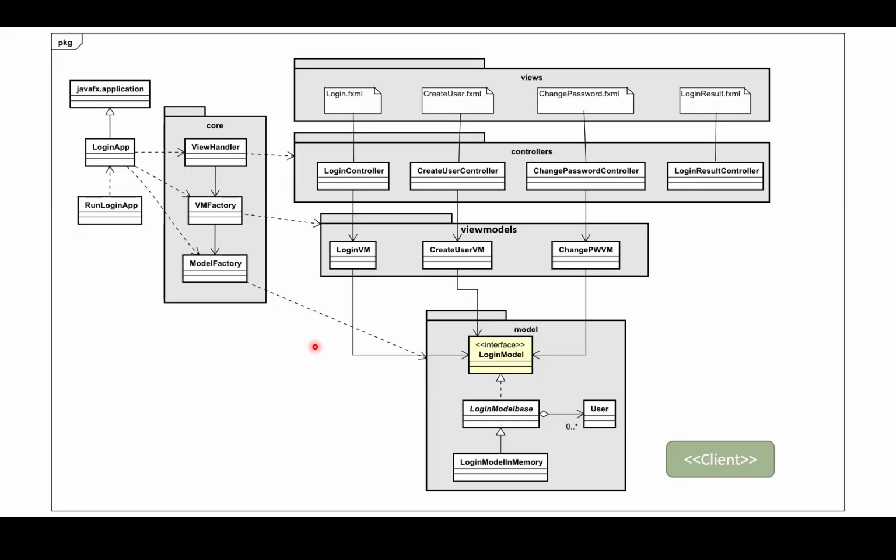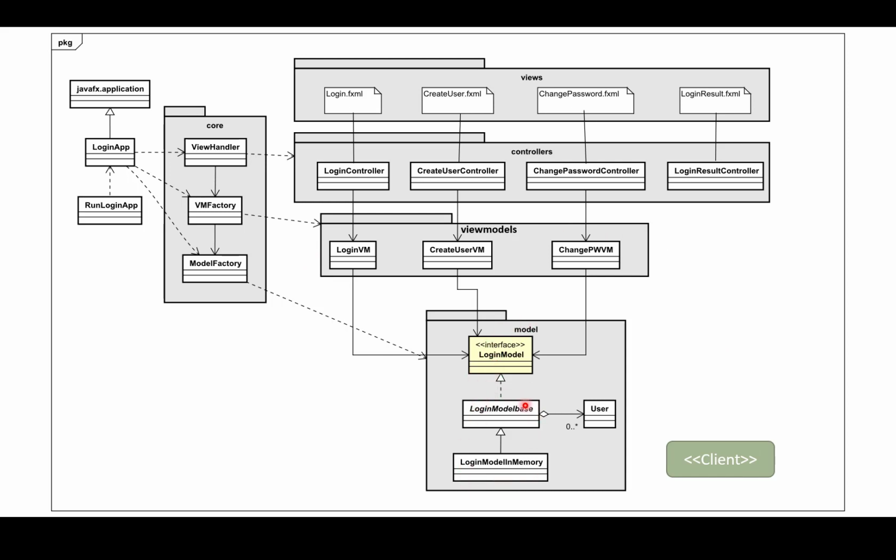And my program sort of looks like this, very simplified version. There is a view for logging in. It's a login system. That's all you can do with it. There's a view for creating a user. There's a view for changing password of existing users. And then there's a simple view, which is just the result when you have successfully logged in. These three have view models. They know about login model.